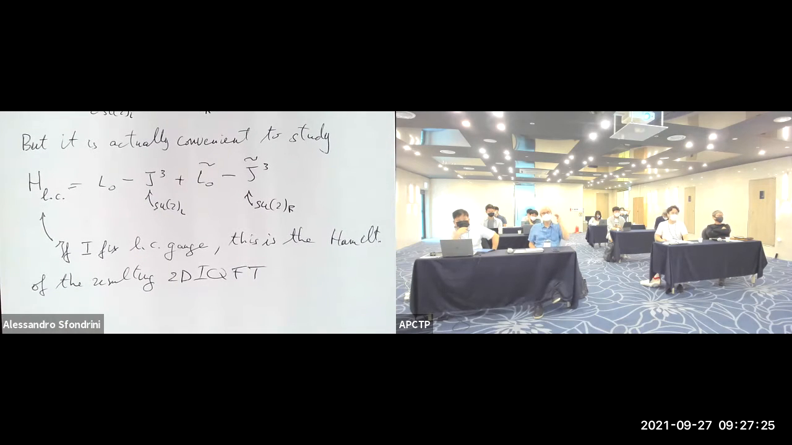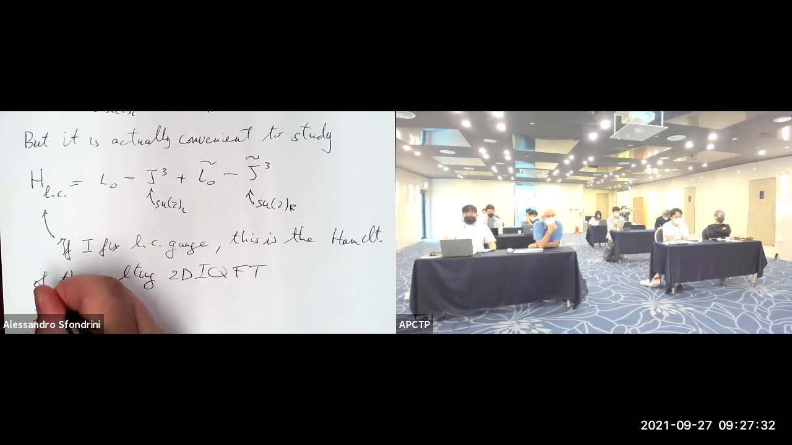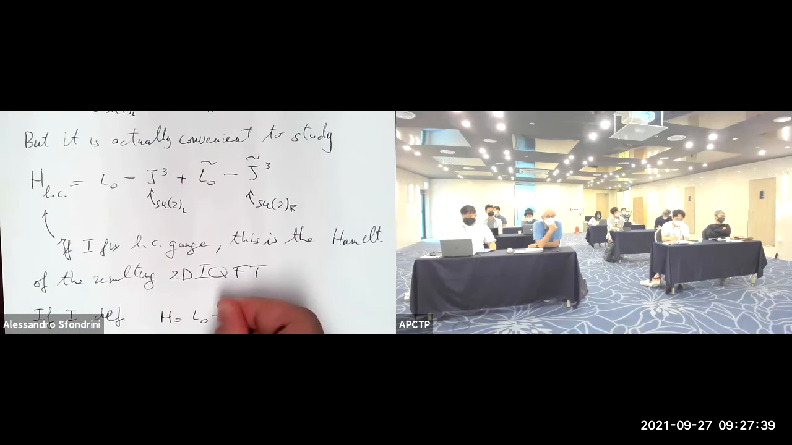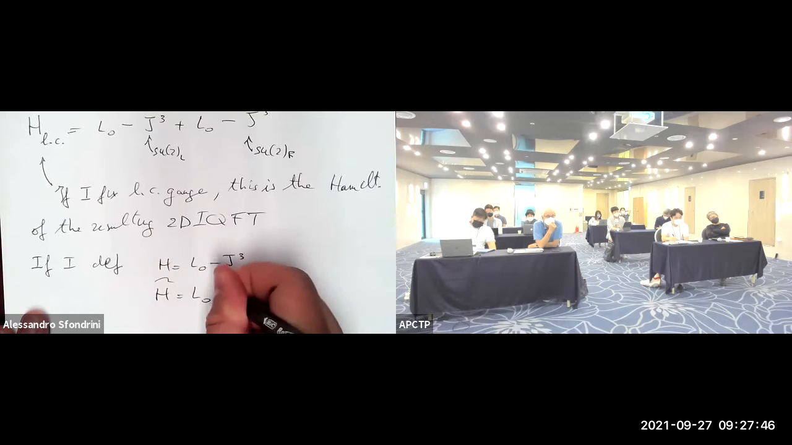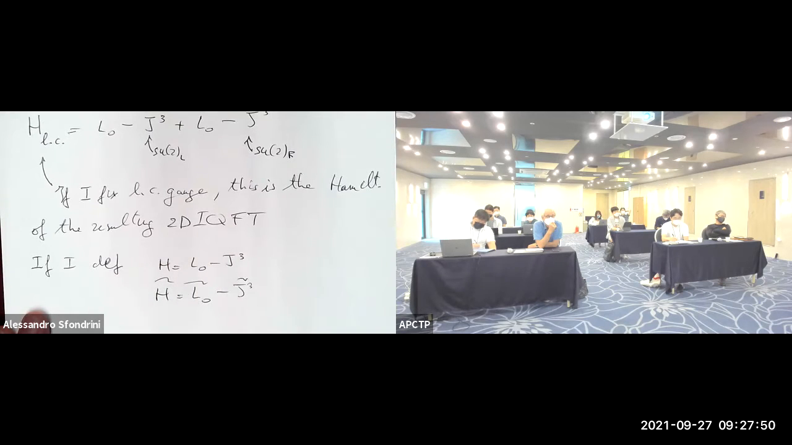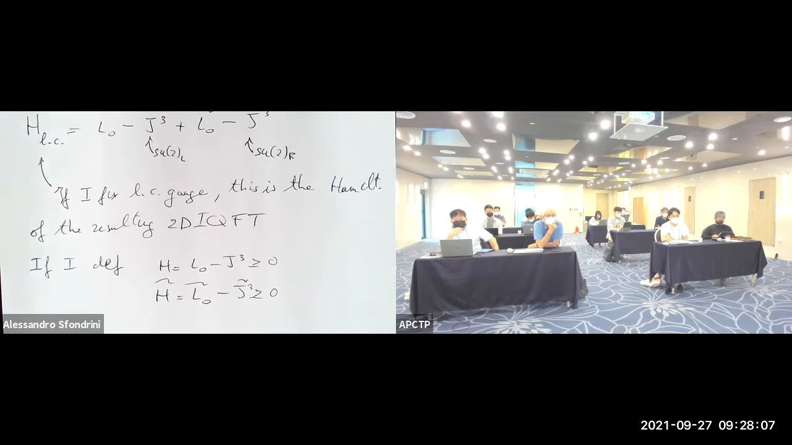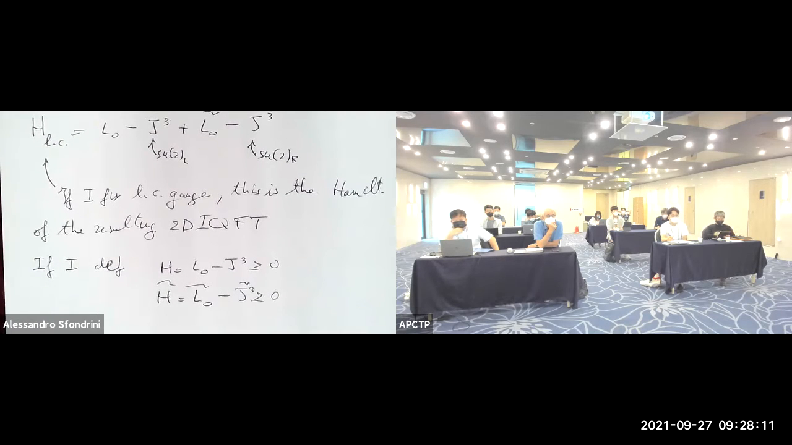The other thing which is interesting in this context is that if I define H as L0 minus J3 and H tilde as L0 tilde minus J3 tilde, just representation theory tells me that these guys are actually both semi-definite positive. It is some unitarity bound, if you want the BPS bound for the unitary representation of this algebra. So this Hamiltonian is guaranteed to be non-negative, which of course is something that we like very much in a Hamiltonian.